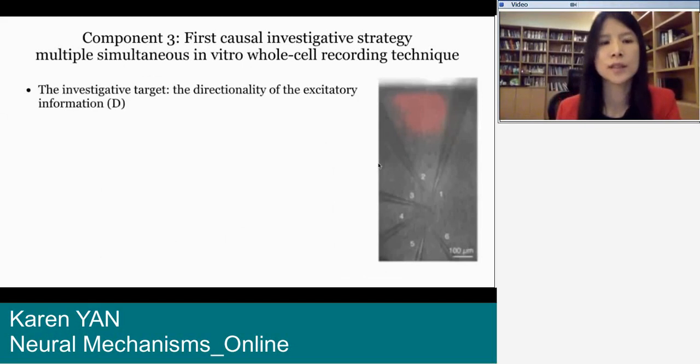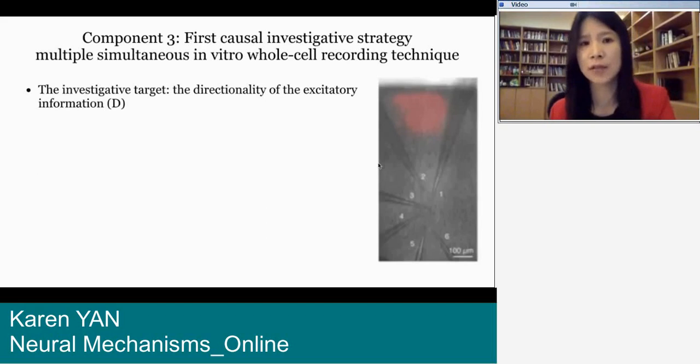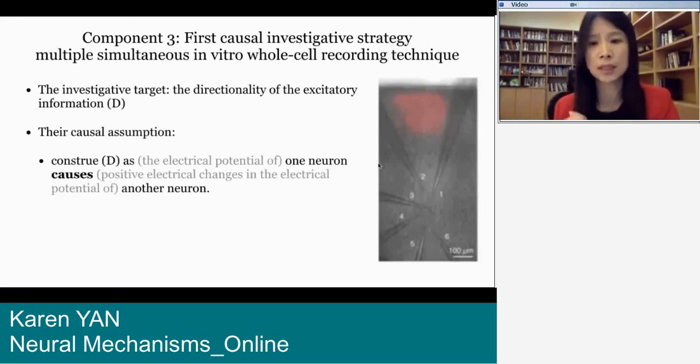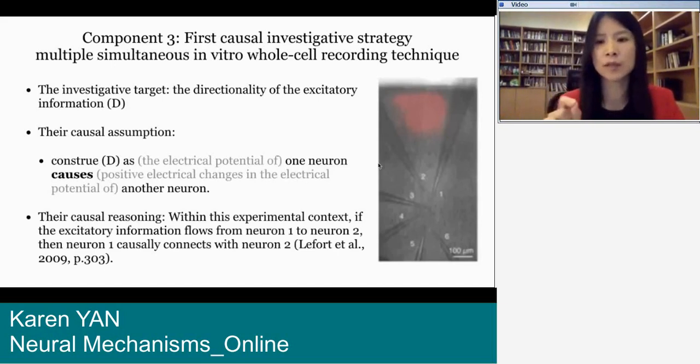So from this, you can see that their investigative target is actually what I call the rationality of the excitatory information. I will use D to stand for this phrase. And their causal assumption is that they consider D as the electrical potential of one neuron causing a positive electric change in the electrical potential of another neuron. And in this specific context, the causal reasoning runs like this. If the excitatory information flows from neuron 1 to neuron 2, then neuron 1 causally connects with neuron 2.